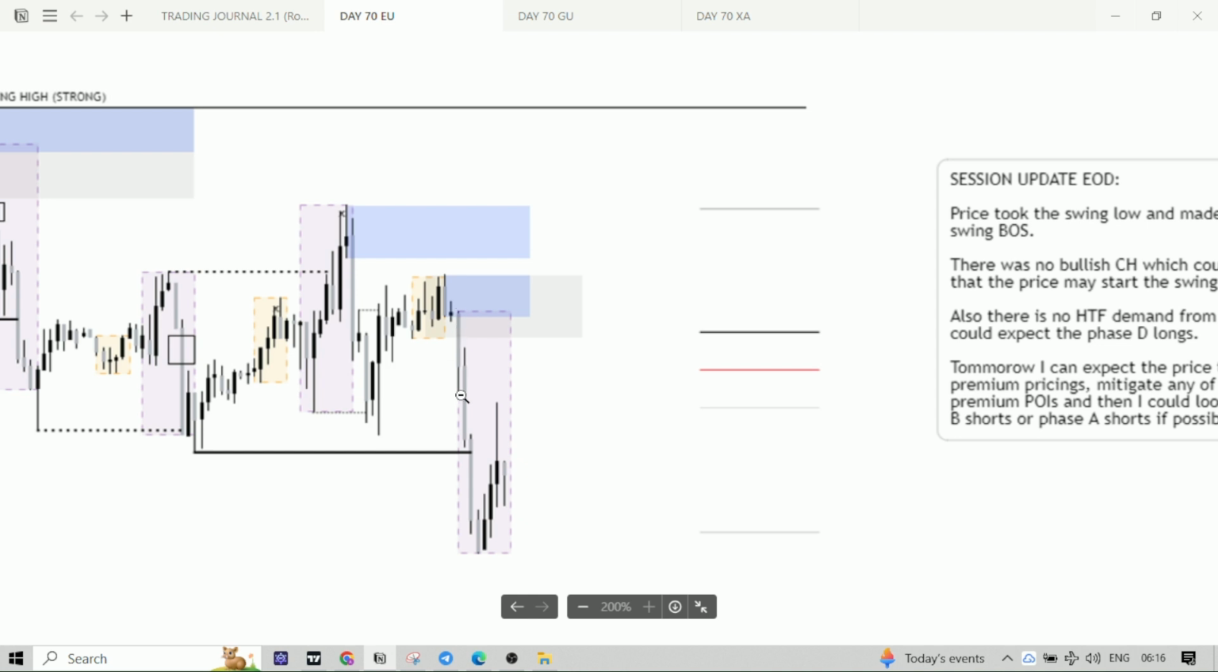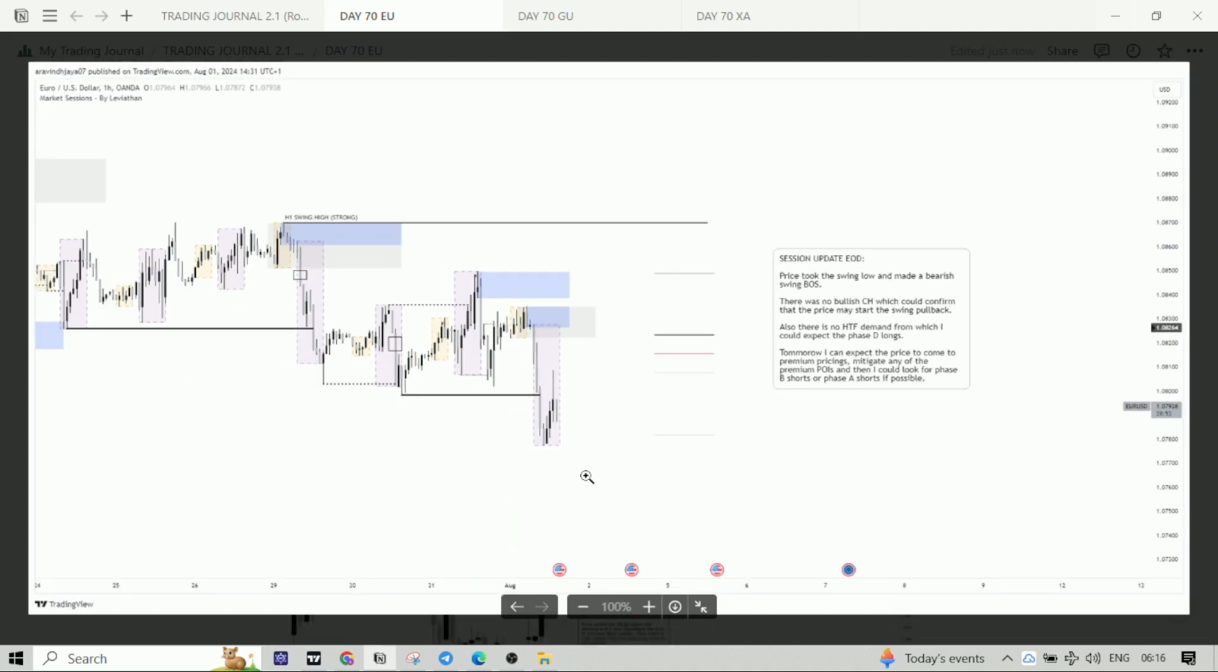Price pushed down, went up. This was my POI. So price didn't even bother to push up. Then it just rallied down. It just rallied down. There was no single pullback into this supply for me to enter.